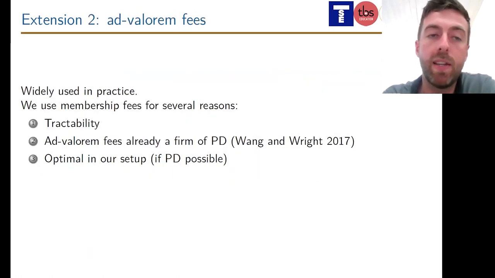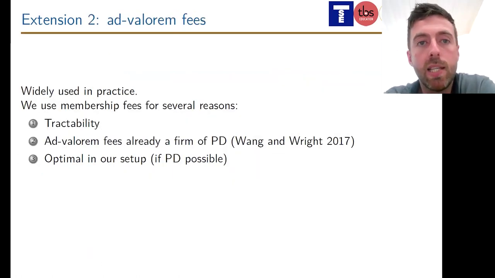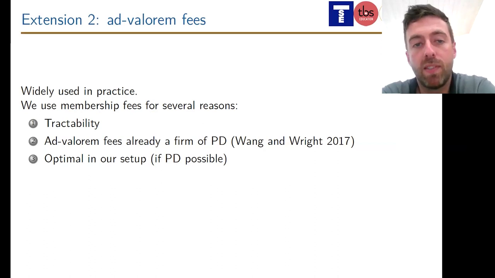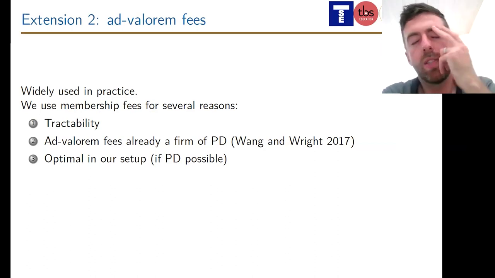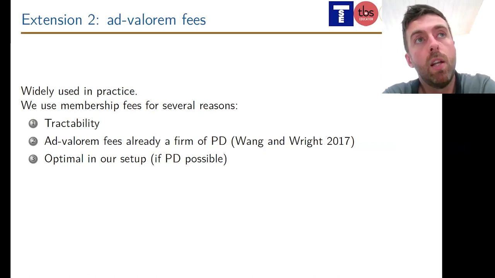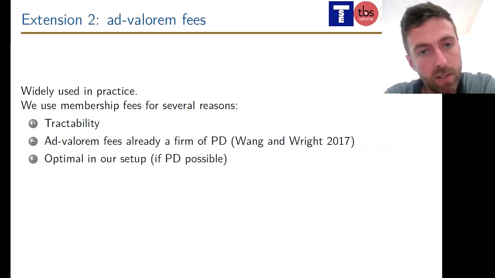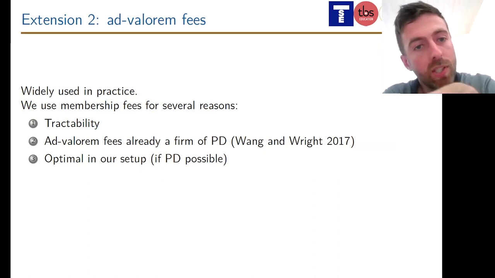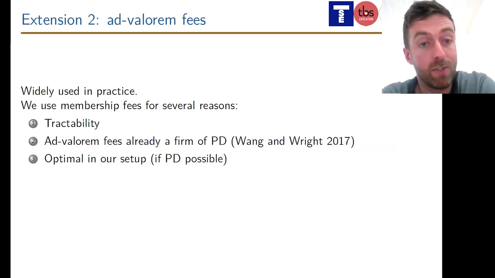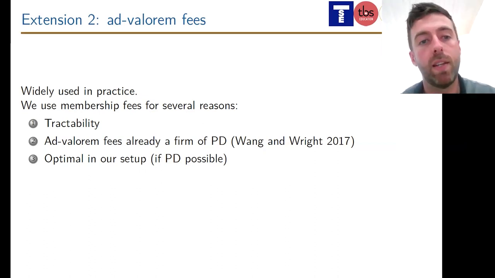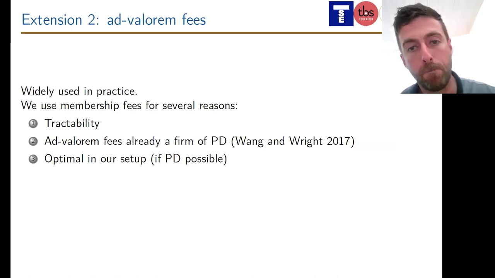The second extension that I want to discuss with you is ad valorem fees, because in all the examples that I've used, in practice the platforms use ad valorem fees. In our model, we have membership fees. So I would say that there are three main reasons why we do that. The first one is tractability and transparency. I think the analysis with membership fees is very clear, very easy to understand.